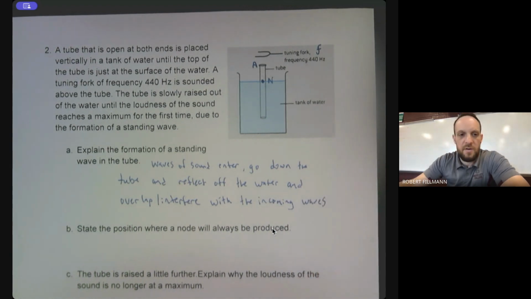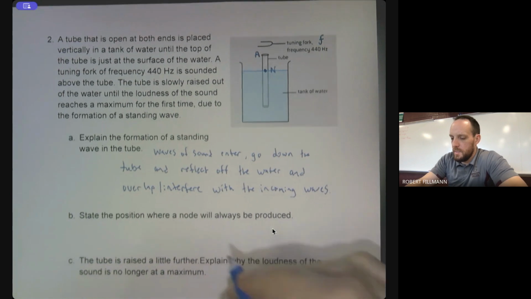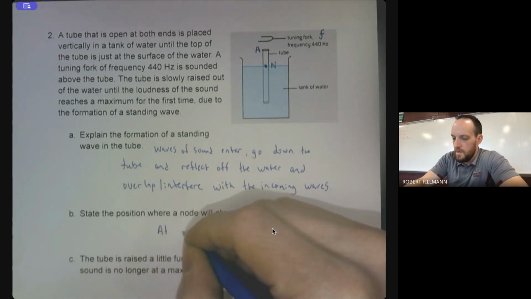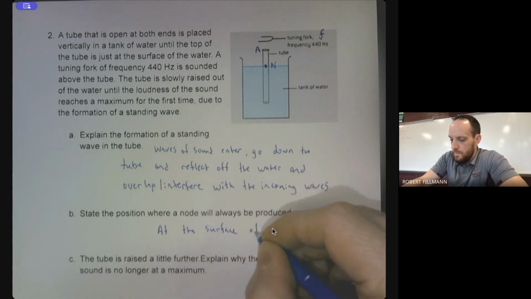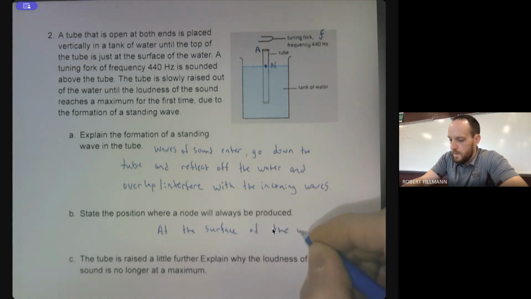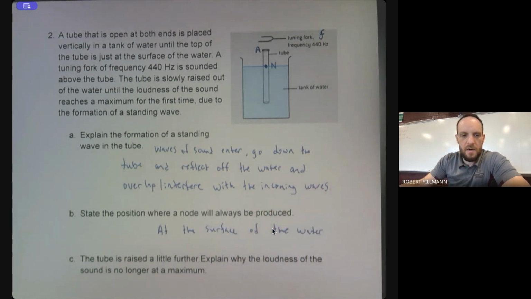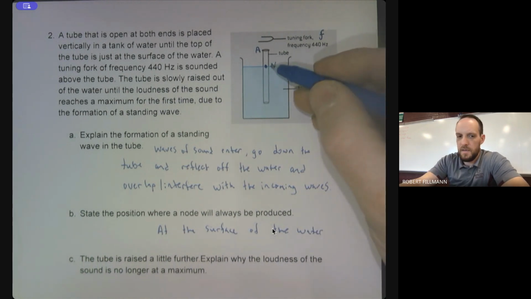So as these patterns of waves overlap with each other, we get our standing wave pattern. State the position where a node will always be produced. As we just mentioned, that's going to occur at the surface of the water. Always have a node there. It acts as a kind of closed end to the pipe.